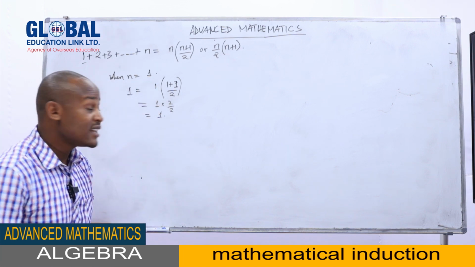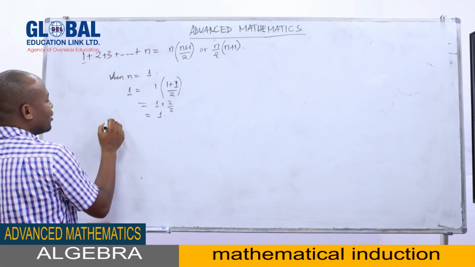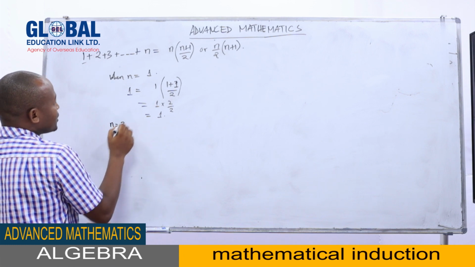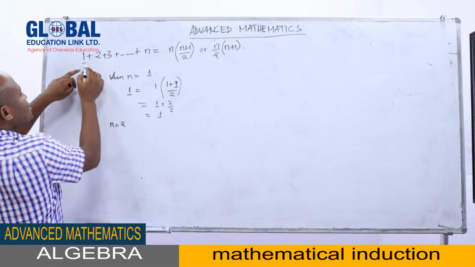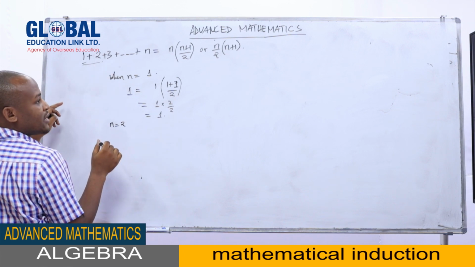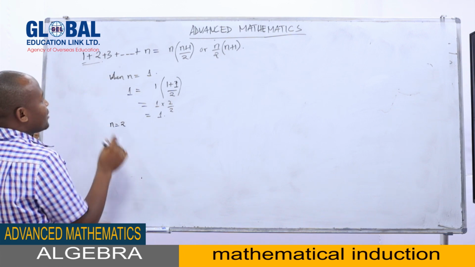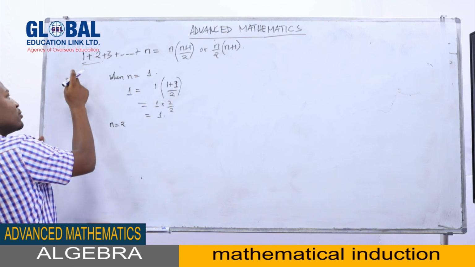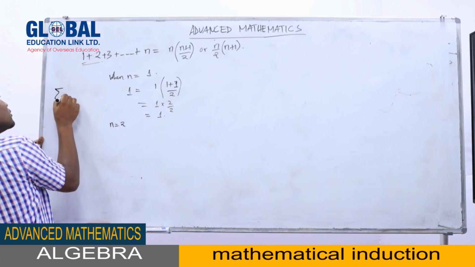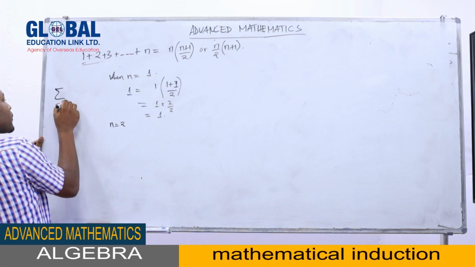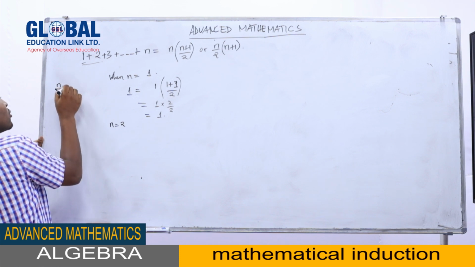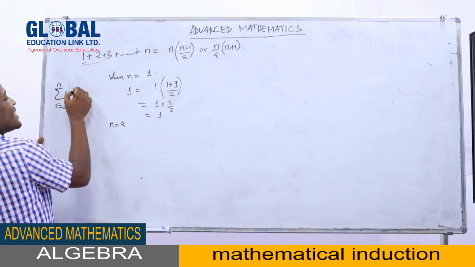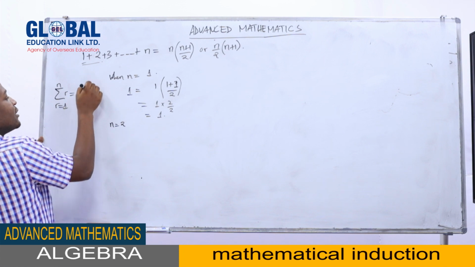Will it hold true when n is equal to 2? Let's check it out. When n is equal to 2, that means we are trying to sum the first two terms, the first one and the second one. If you look carefully, we are trying to do this from r equals 1 to n of r, as we discussed in series.